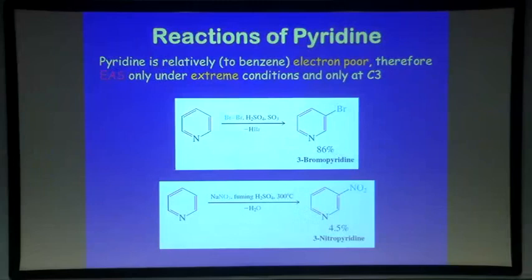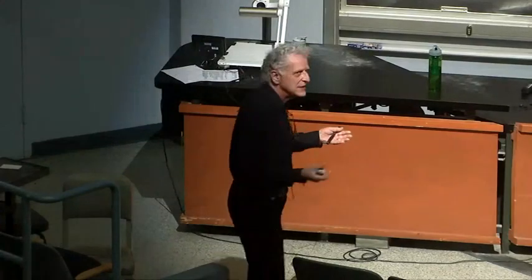And you can get nitration at the 3 position, but notice the yield. It's a poor yield. Right? Terrible reaction. In part, the problem of this reaction and many other electrophilic aromatic substitution reactions on parent pyridine is that the nitrogen lone pair gets protonated. And so most of the stuff in solution is actually pyridinium.